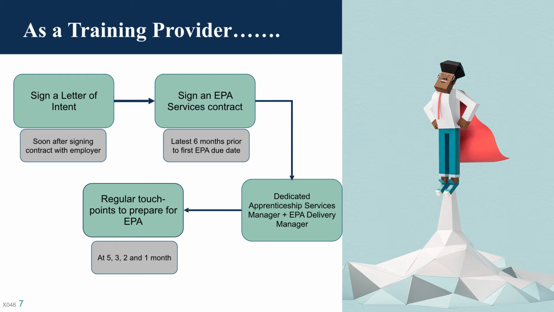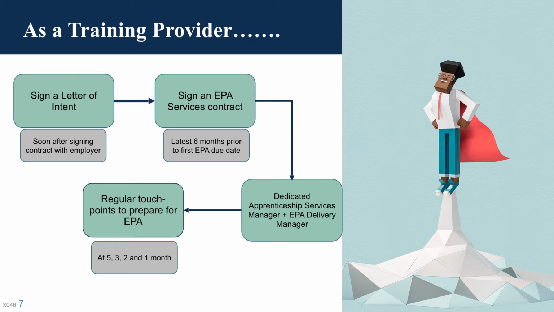The signing of that contract would trigger these named people who are then assigned to that particular contract, and they would start getting in touch to schedule the regular touch points in order to support you in preparation towards the endpoint assessment delivery. Those touch points are typically at 5, 3, 2, and 1 month from the EPA delivery date. So that, in a nutshell, is the process for a training provider in terms of engaging Pearson as an endpoint assessment organization.